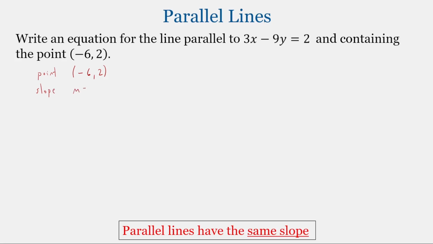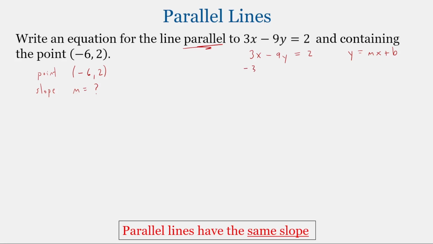And right now we don't know it, but we do know that the line is parallel to another line. And parallel lines have the same slope. So let's find the slope of this line. An easy way to find the slope is to write this in slope-intercept form. So we're going to write it as y = mx + b. So let's isolate the y.